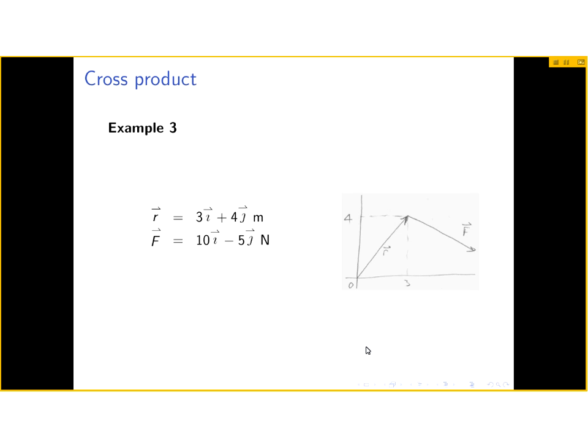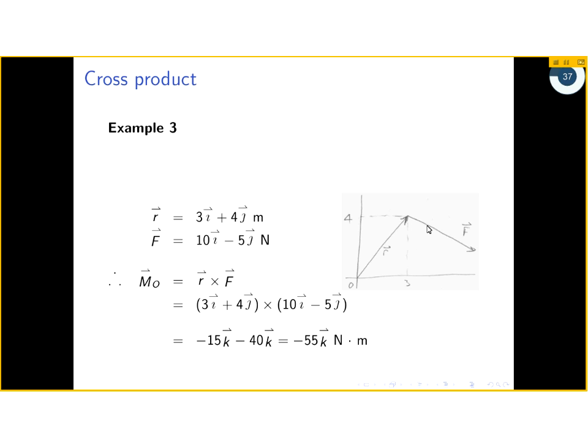Let's look at a third example. In this case, I use the same point of application as in the previous example. Therefore, my R vector is the same, but I'm now using a different force vector, one that also has a component in the I and in the J direction, not as in examples 1 and 2, merely in the Y direction. So the moment of this force F about the point O is once again defined by the cross product.